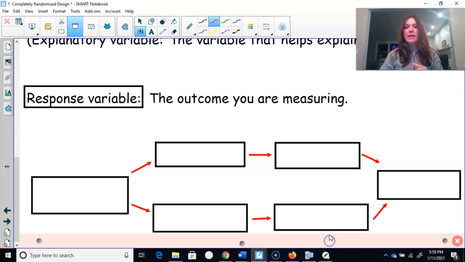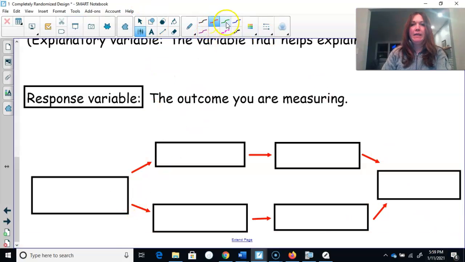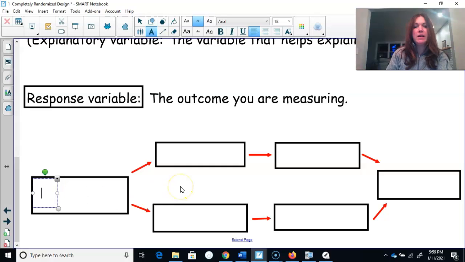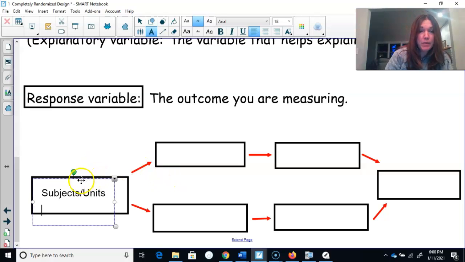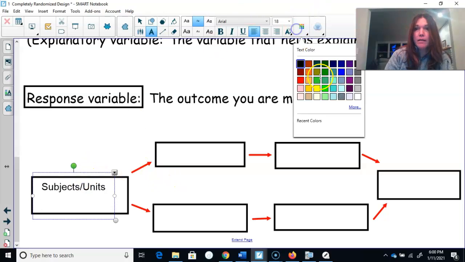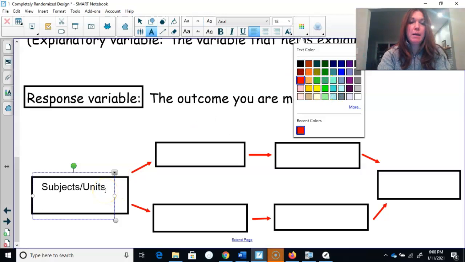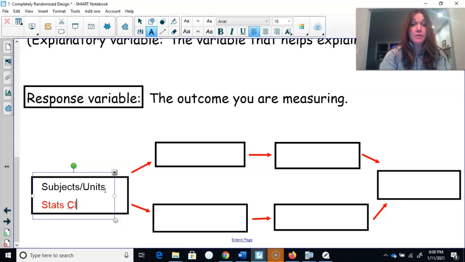When we do an outline, it's going to look something like this. We start at the beginning, okay? We just start at the beginning. In this box here, this is our subjects or our units. So in our example here, right, let me move this up just a tiny bit and change the color. In our example here, our subjects would be our stats class members.